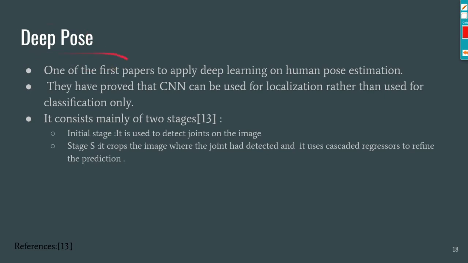DeepPose, to be honest, is one of the first papers to apply deep learning to human pose estimation. What is interesting in this paper is that they proved CNNs can be used for localization, after being used only for classification. DeepPose has two main stages: the initial stage, which is used to detect joints on the image, and the second stage, which they call stage S, which crops the image where the joint was detected and uses cascaded regressors to refine the prediction.